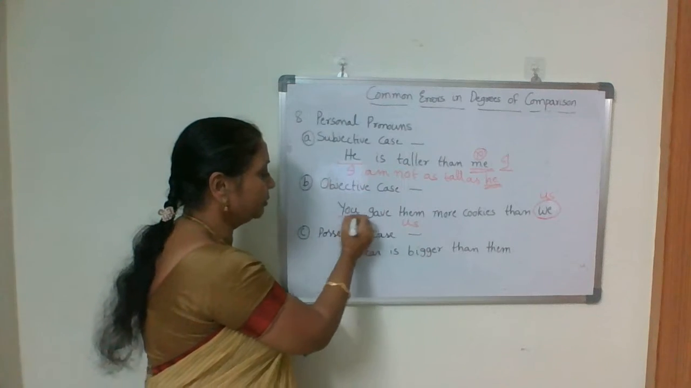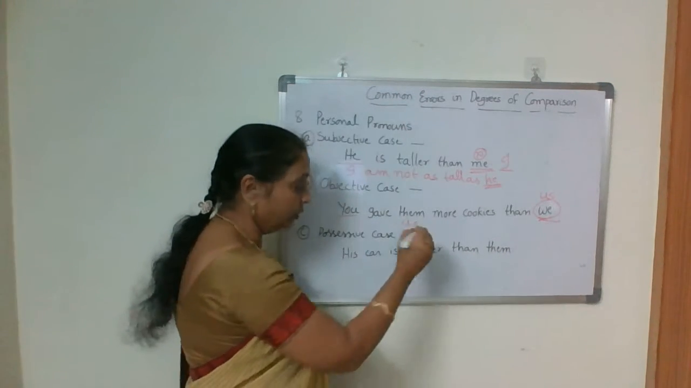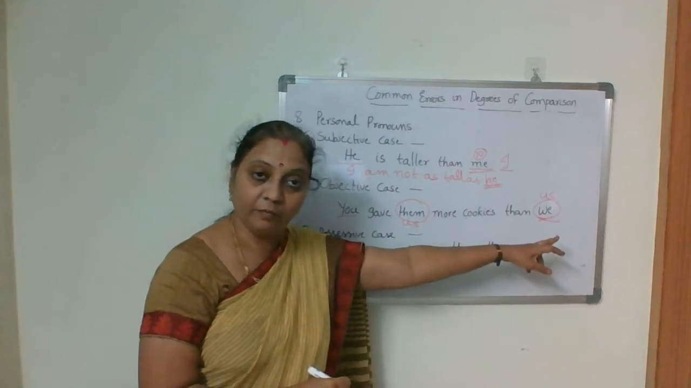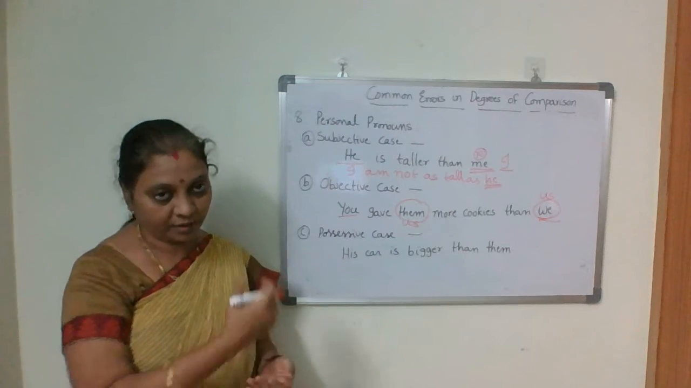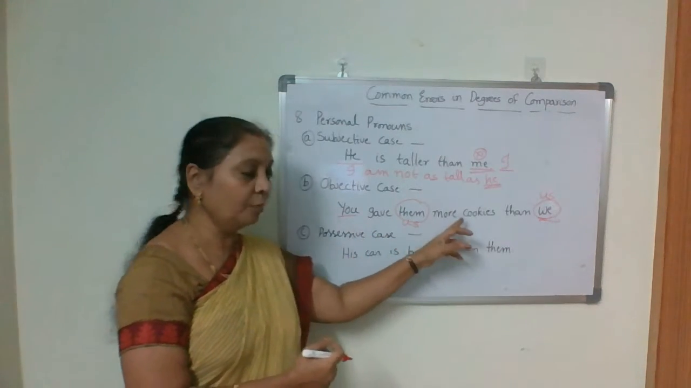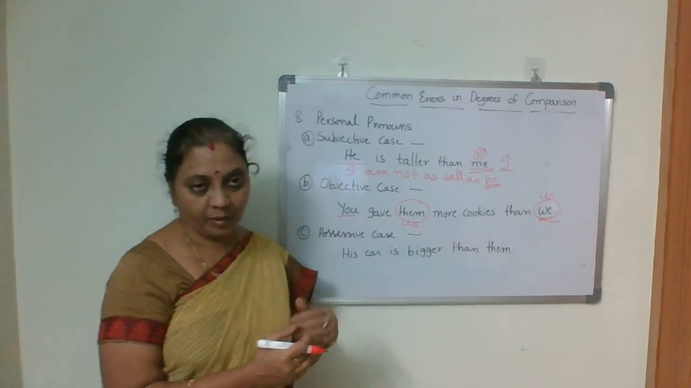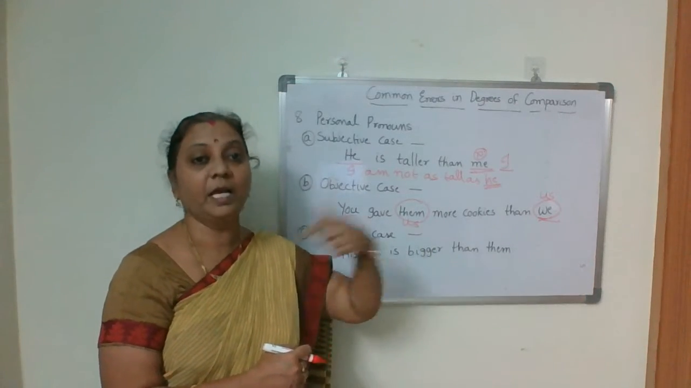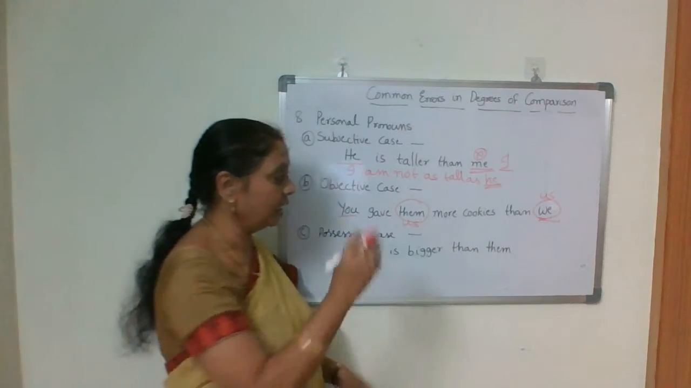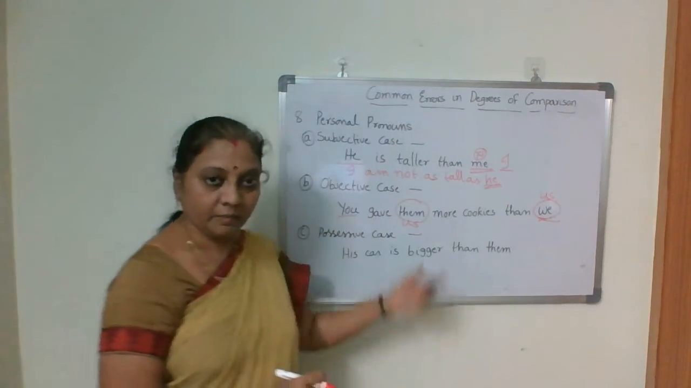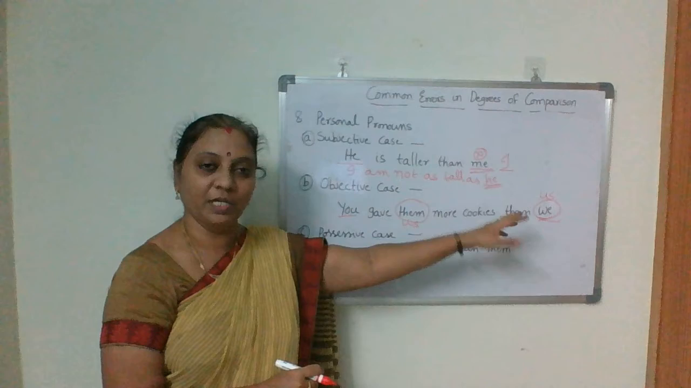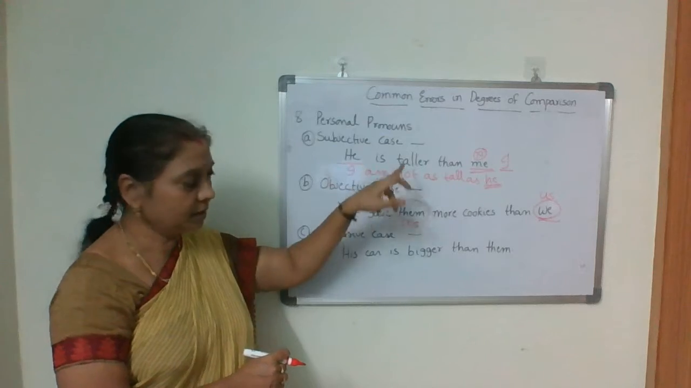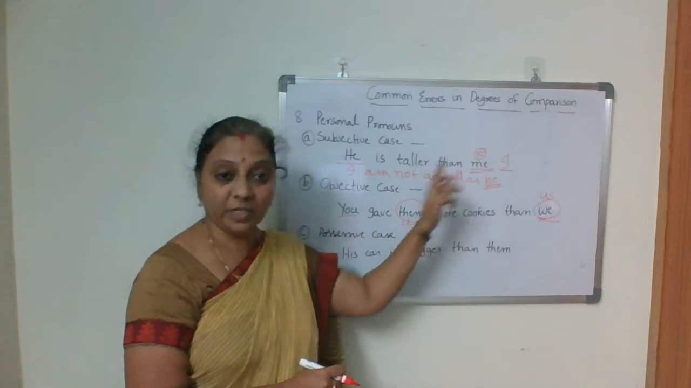You gave them more cookies than us, not we. It is not between the subjective case and the subjective case. Here the comparison is between the objective case and the objective case. So at the end you have to write the objective form of we, that is us. You gave them cookies, you gave us also cookies, but you gave them more than us. So here you should not say more than we. This you have to remember. In the earlier one the comparison is between the two subjects, here it is between the two objective cases.